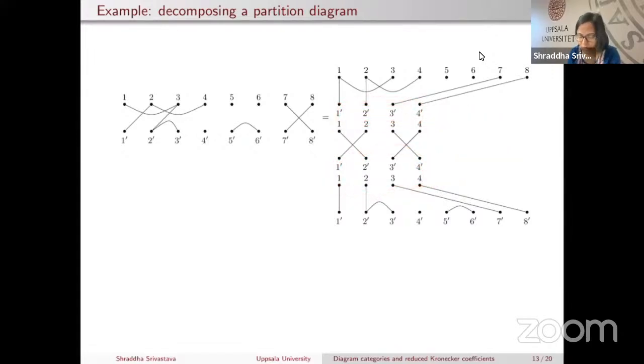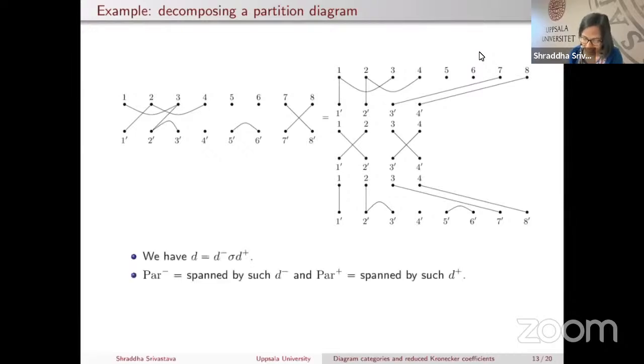And in this example, as we see for this decomposition, we really need to work with the partition diagrams, which may not have the same number of vertices on the top and bottom. So we should look at all partition diagrams. What we got is that we could write D as D minus, and then sigma, and then D plus.